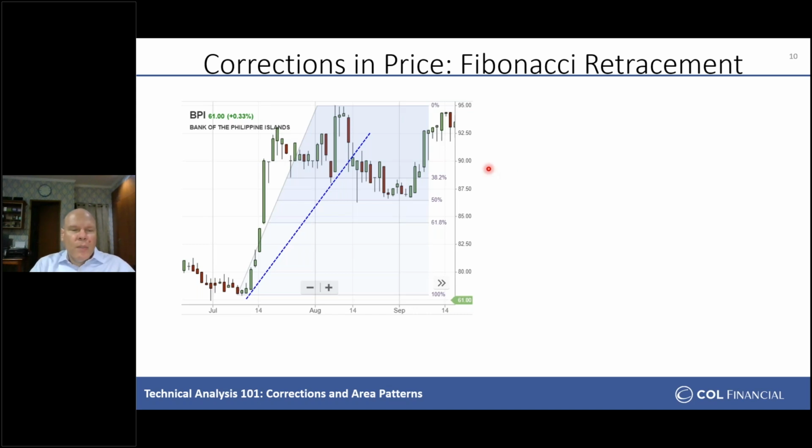So for example, in what I've done here, as a general rule, if an uptrend line has not been violated, you cannot force in a Fibonacci retracement into a stop.